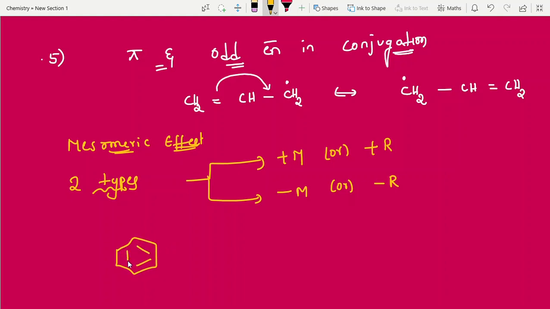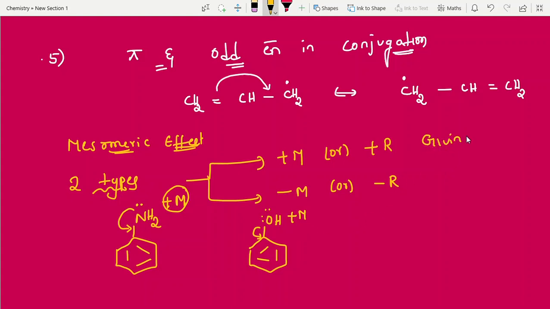Who is taking electrons and who is giving electrons plays an important role. Nitrogen has a lone pair of electrons. He is ready to give it to the benzene ring. In such a way, this group we call a plus M group. That's it. Now, if you take an example like phenol, OH is there. So this is ready to give electrons. This is also a plus M group. Finally, plus M groups are nothing but giving electrons to the benzene ring.